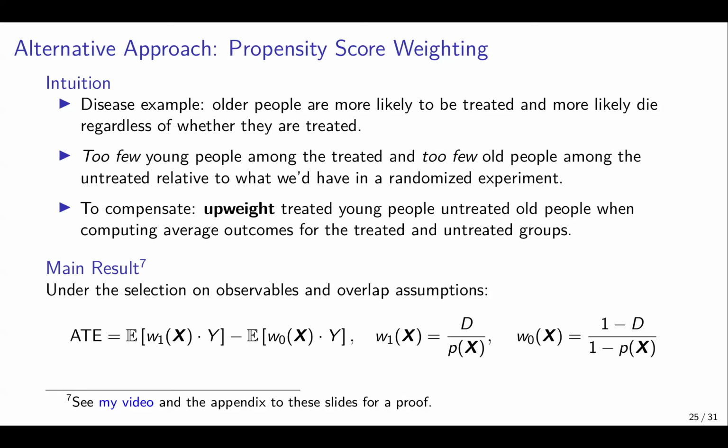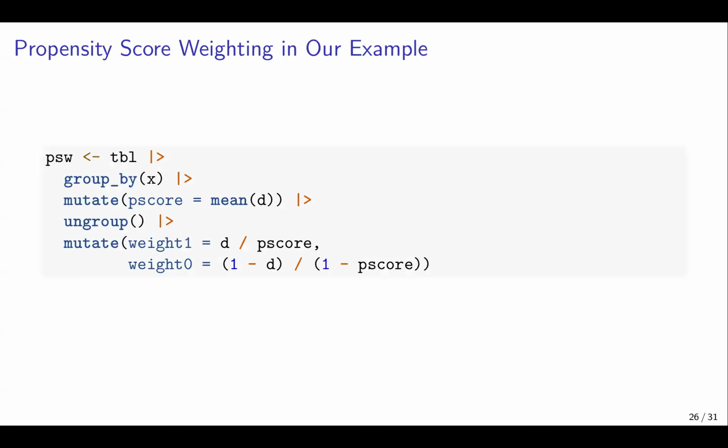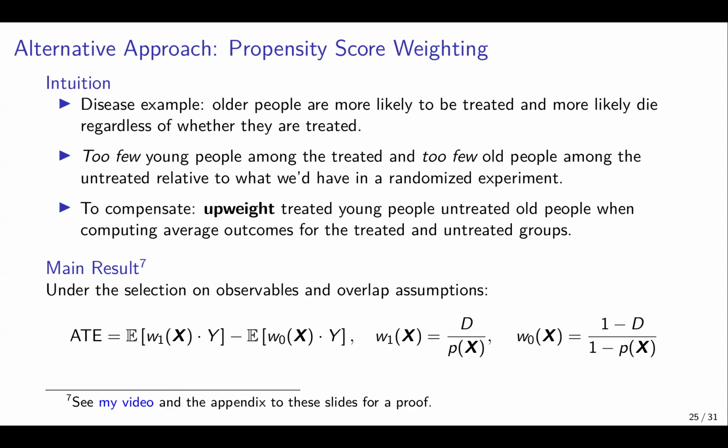So although it might not be completely obvious why this is the precise form the weight should take, at least the story that I'm telling as I explain the meaning of all the terms in those weights does seem to align with the intuition from the slide. So it is going to upweight treated young people and untreated old people when computing the averages. I should just mention that there is a proof of this theorem, and you can find that proof by watching this additional short video. You can also go to the appendix to these slides, which you can view on the course website.